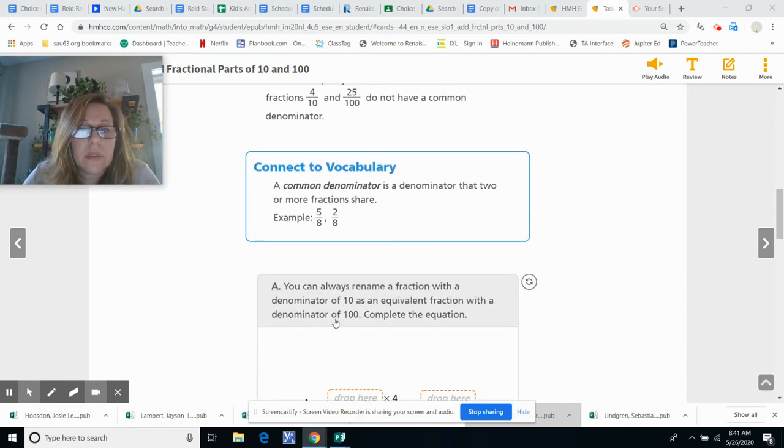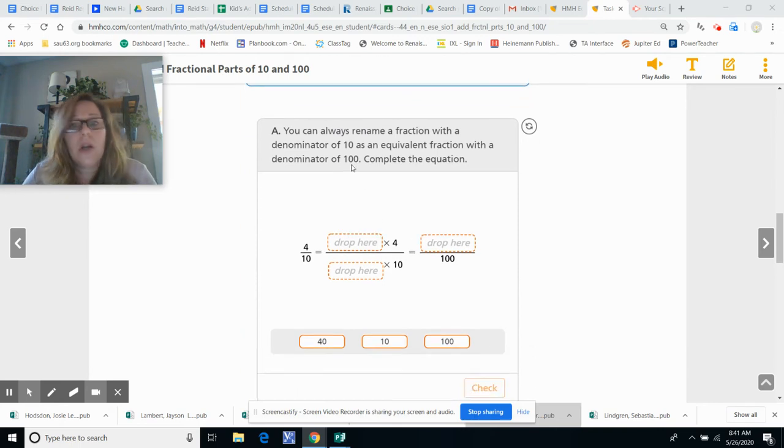So let's go down here. You can always rename a fraction with a denominator of 10 as an equivalent fraction with a denominator of 100. So basically what we want to do is make the 4/10 with a denominator of 100. And so how do we do that? If we multiply the numerator and the denominator by the same number, you're going to get an equivalent fraction. So how do we get from 10 to 100? Well, we're going to multiply by 10. So 10 times 10 is 100.